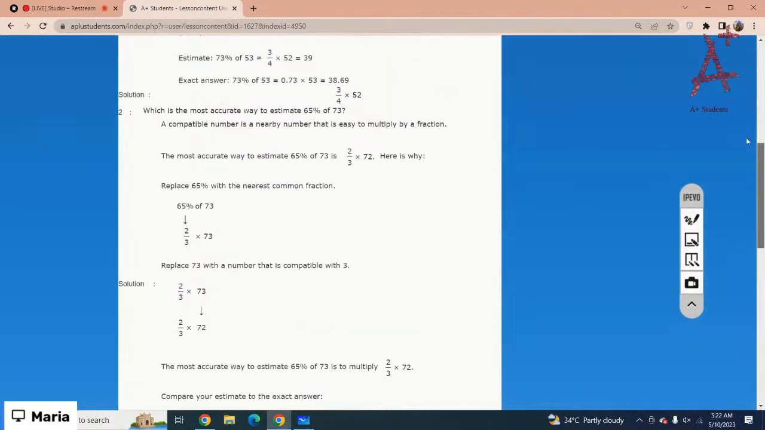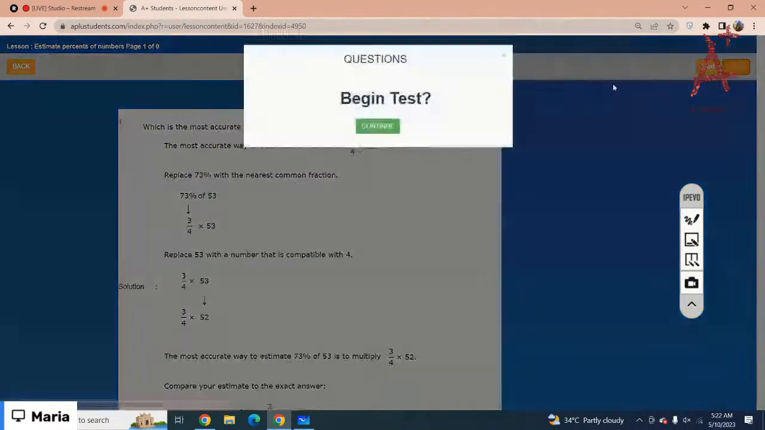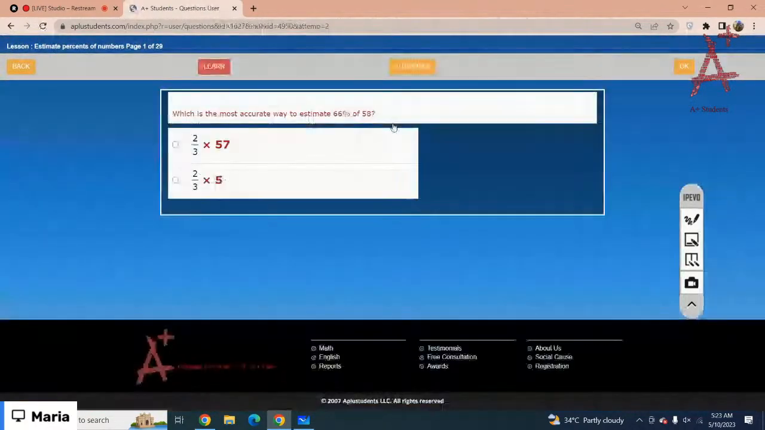Let's just start with the practice questions. Okay, what is the most accurate way to estimate 66% of 58? Got it? You need to calculate 66% of 58. So you can replace 66% by 2/3. You can see from the options. Now you have to see, would it be 57 or 58? So which is the correct option?